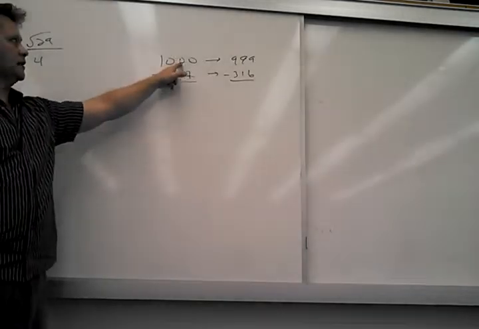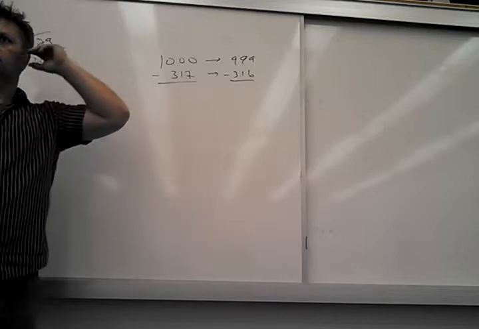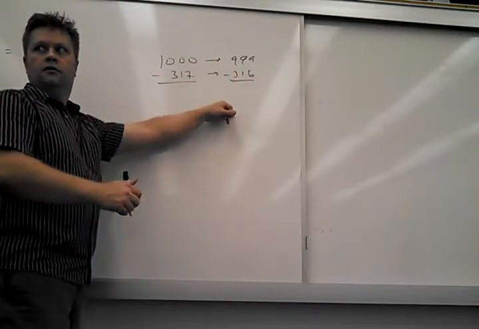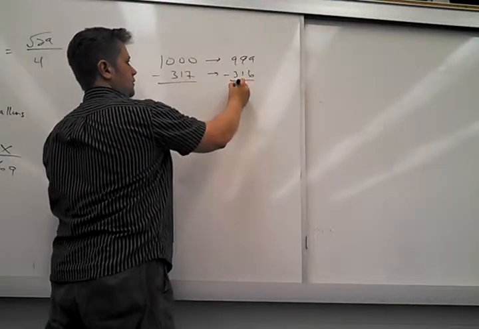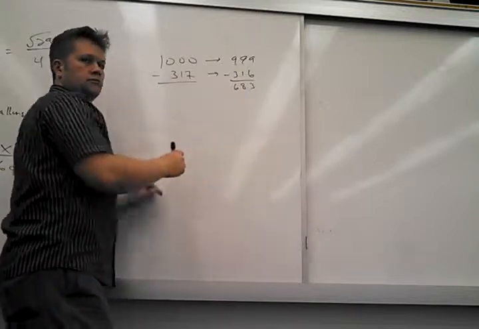Now, what's really nice is that this one has a lot of freaking borrowing. This one has no borrowing. Right? So this is a hell of a lot easier to do. You with me? So I can just start at this side. There's no borrowing to do. So it would be 683.